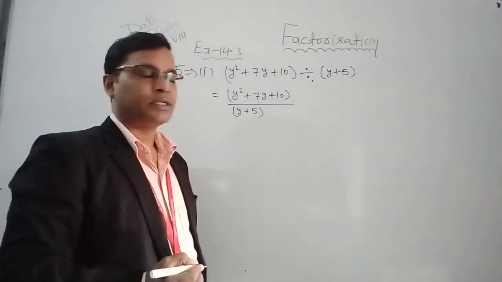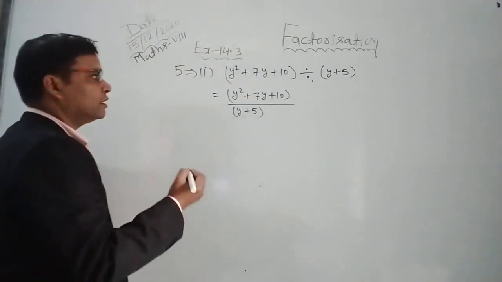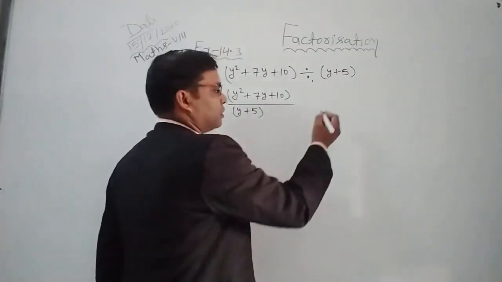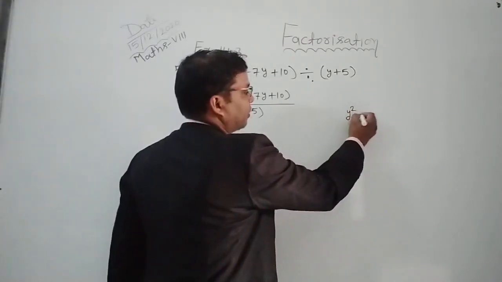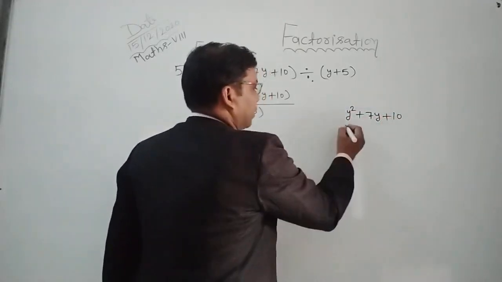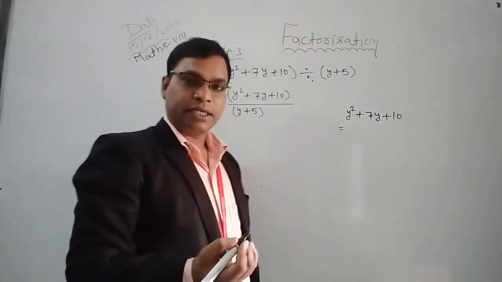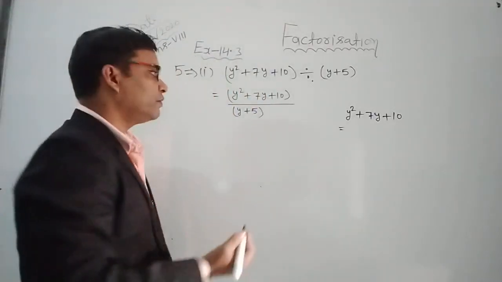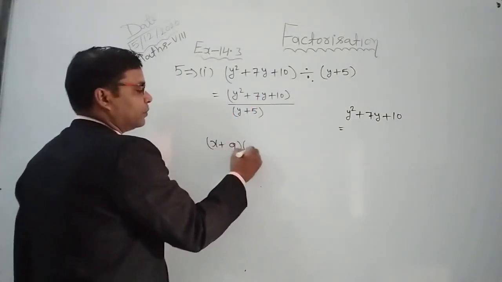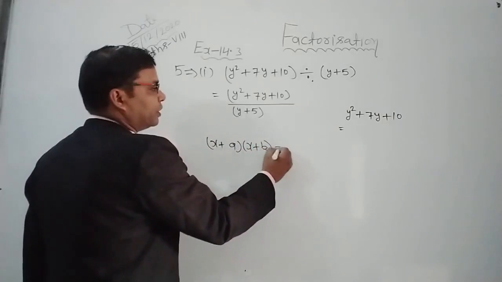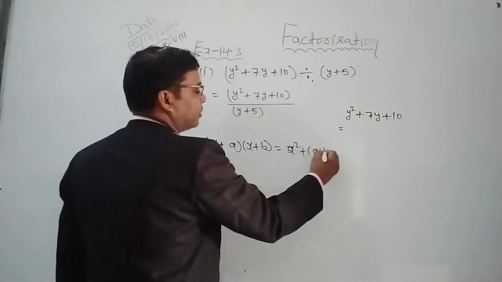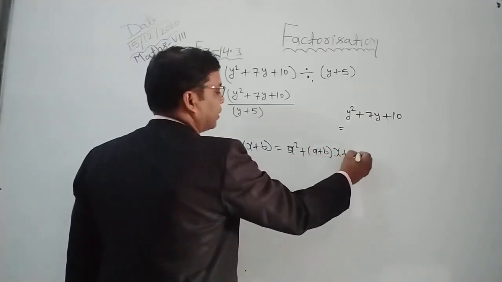After this, we need to find the factorization of the numerator, y square plus 7y plus 10. For this we use the fourth identity. What is the fourth identity? The fourth identity is (x plus a) into (x plus b) is equal to x square plus (a plus b) into x plus a into b.